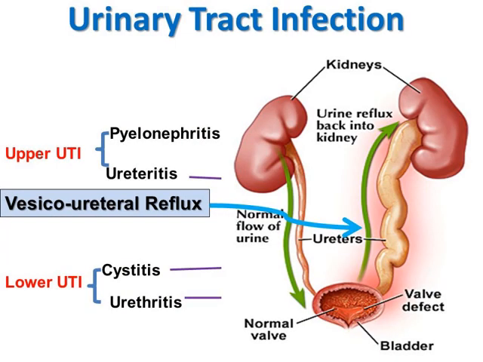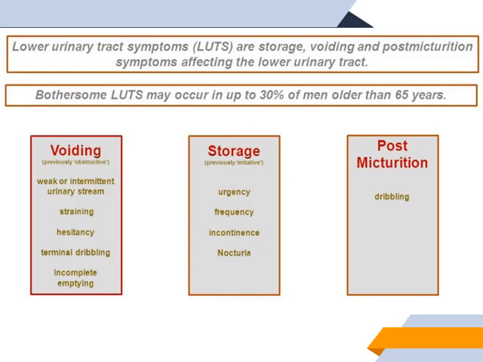This figure shows the two types of symptomatic urinary tract infection: upper urinary tract infection and lower urinary tract infection. These are symptoms of lower urinary tract infection, categorized in 3 categories: either voiding symptoms, including weak or intermittent urinary stream, straining, hesitancy, terminal dribbling, incomplete emptying. Storage symptoms include urgency, frequency, incontinence, nocturia, and postmicturition dribbling.